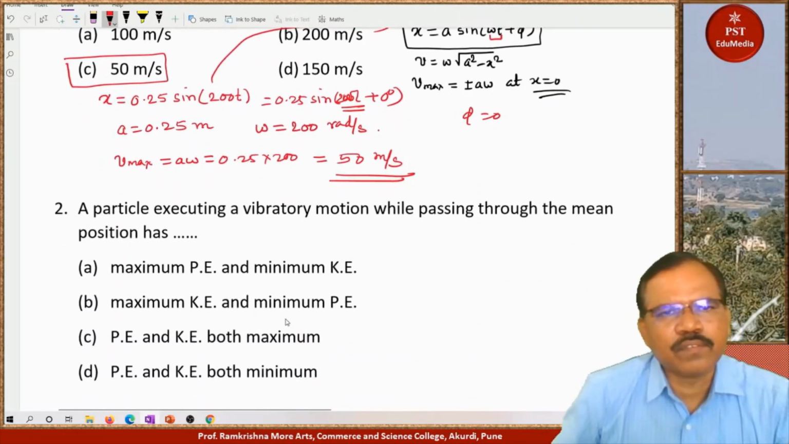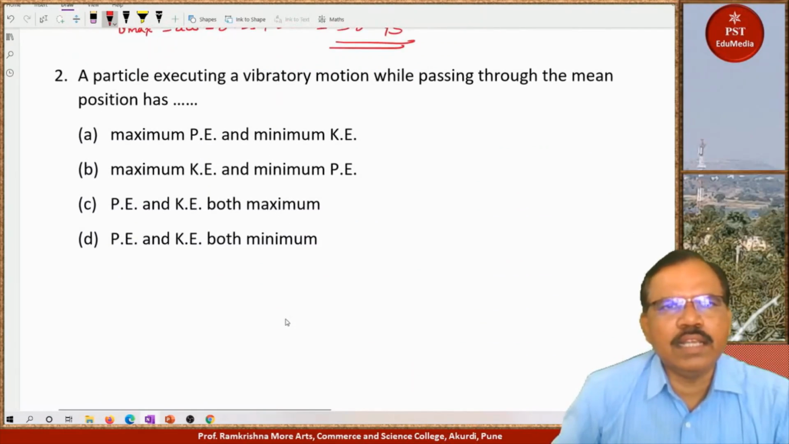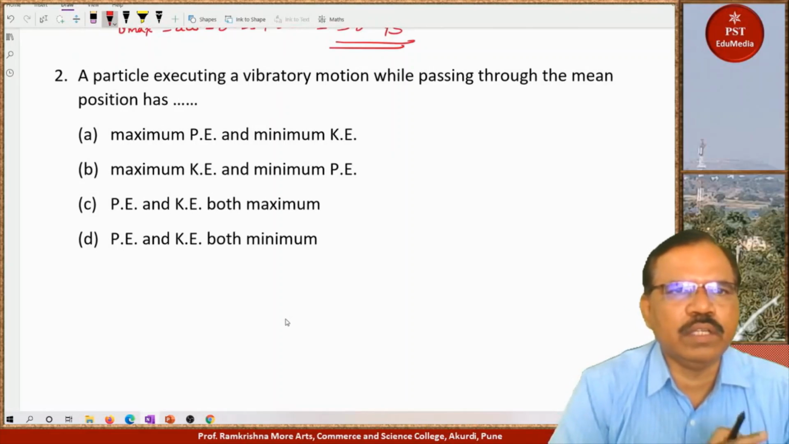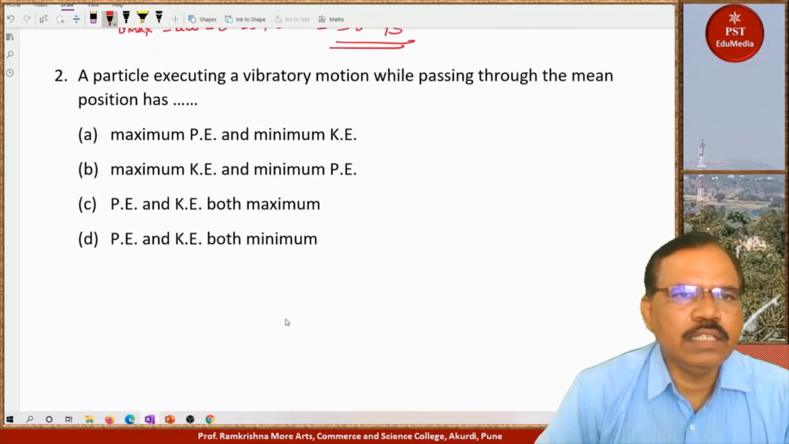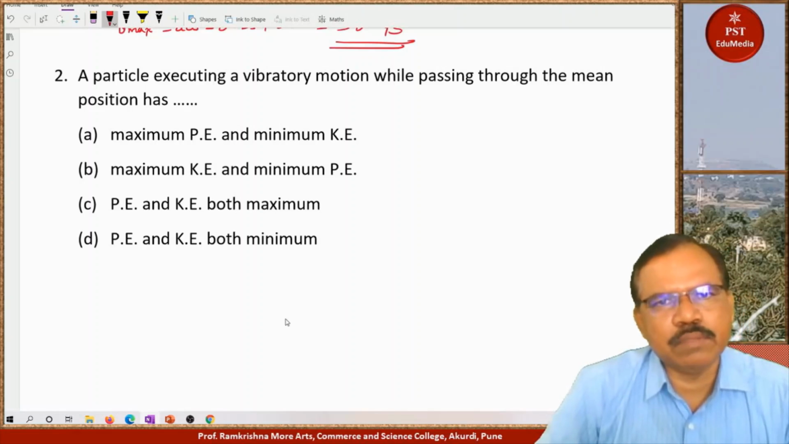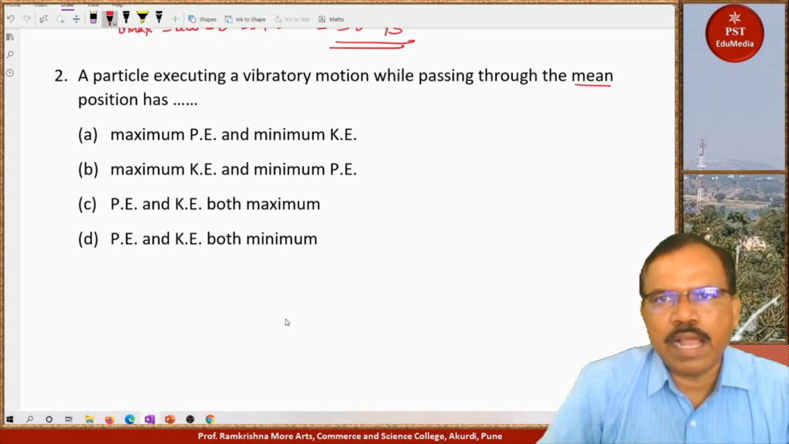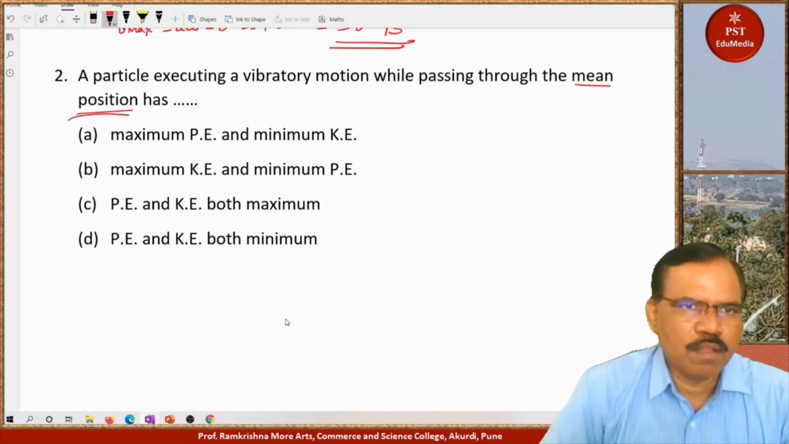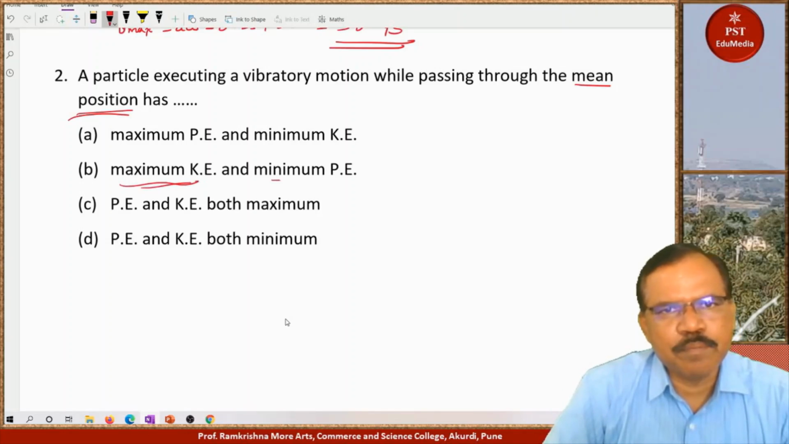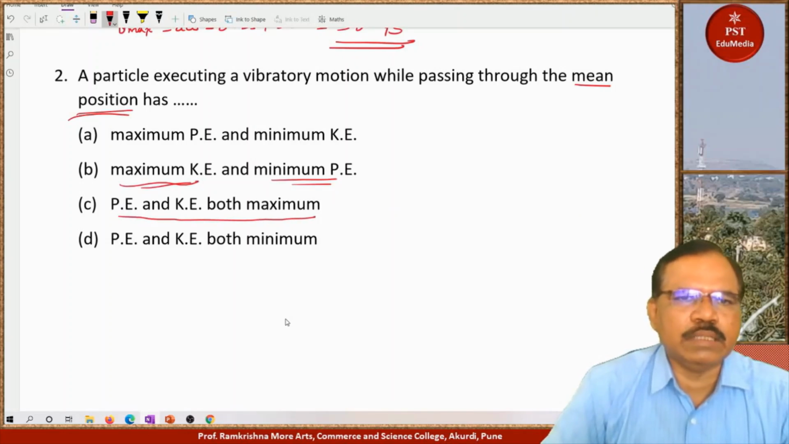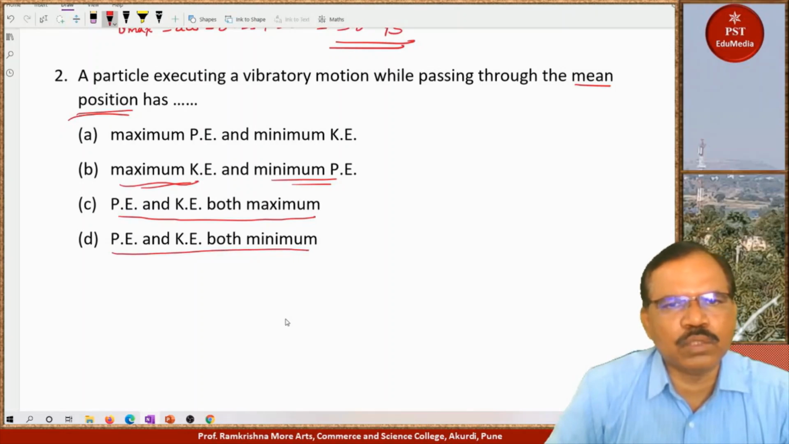Now next one. A particle executing a vibratory motion, while passing through the equilibrium position, has: maximum PE, maximum KE at mean position? Mean position means equilibrium position. Or maximum KE, minimum PE; KE and PE both maximum; or PE and KE both minimum.